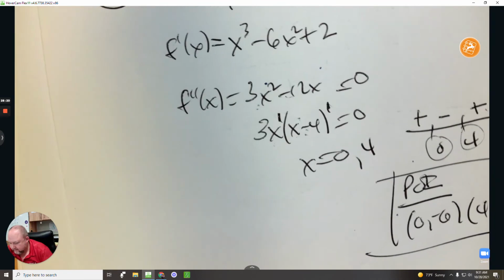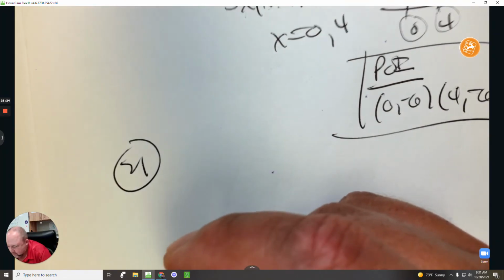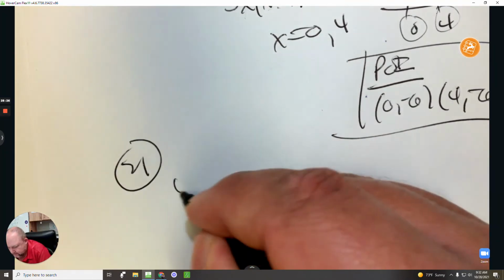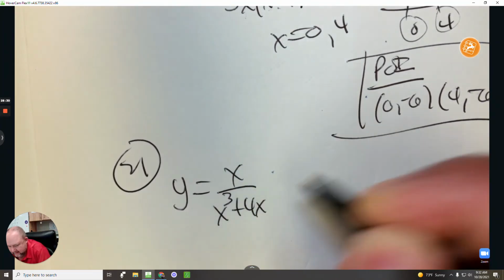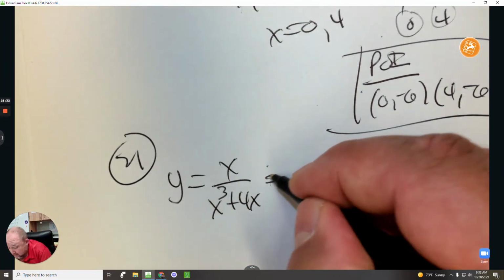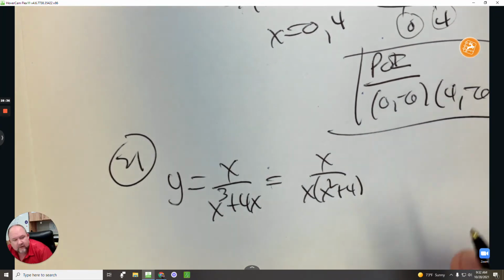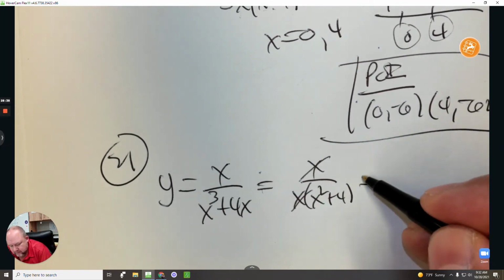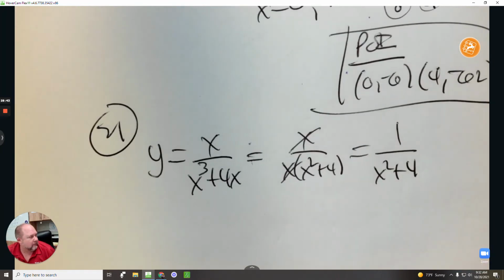Number 21. Find all the extreme points. That's the turning points of y equals x over x cubed plus 4x. Step 1, I'm going to factor. I notice that there is something removable. We need to remove it first because that's not a turning point. So that's x squared plus 4.